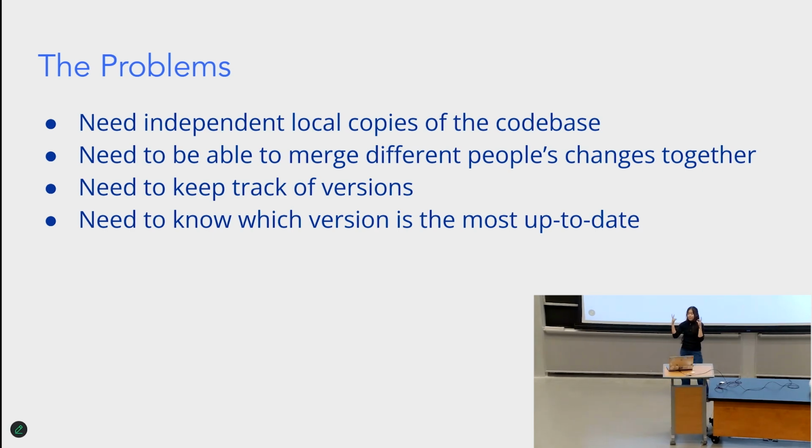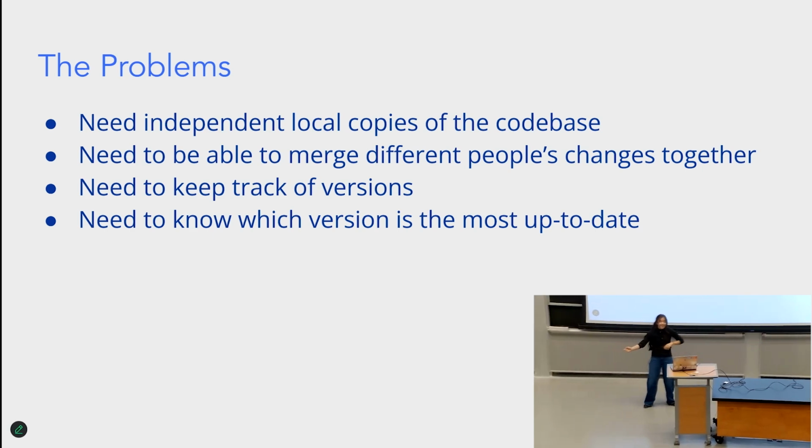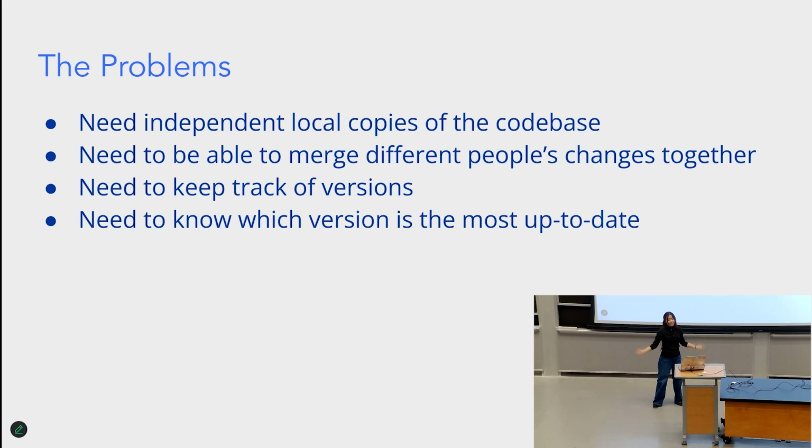So I can work on stuff on my computer without breaking anybody else's code. We also need to be able to merge the changes that I'm making with the changes that someone else is making pretty seamlessly. We need to be able to keep track of versions, so if I realize that I broke something and I don't know what just happened to my code, I can roll it back. And we need to know, obviously, which version is the most up-to-date.